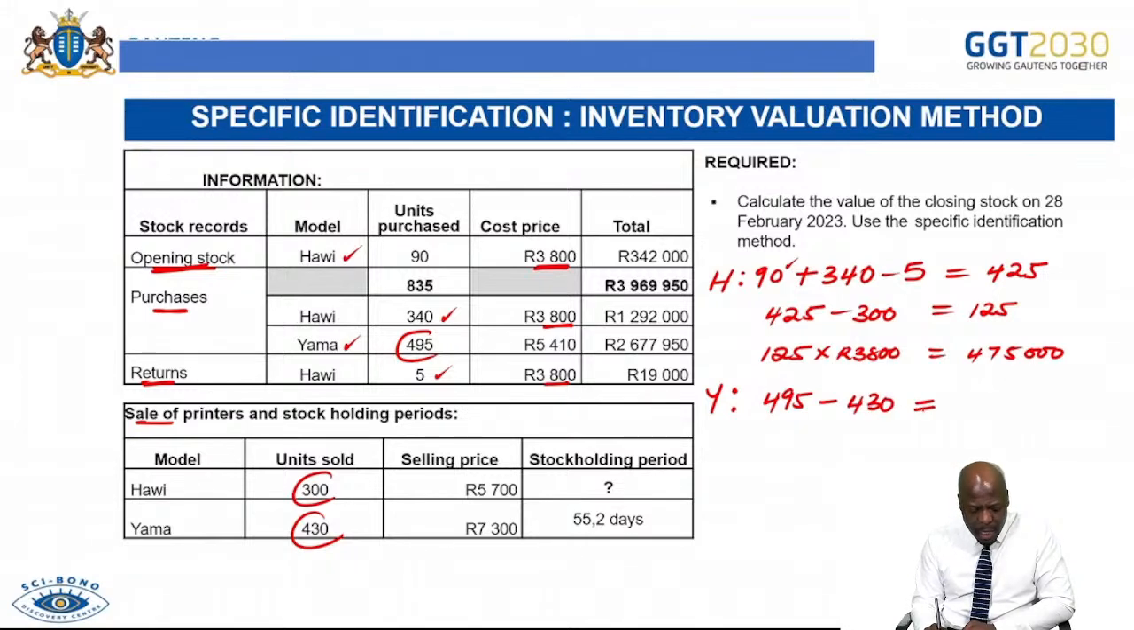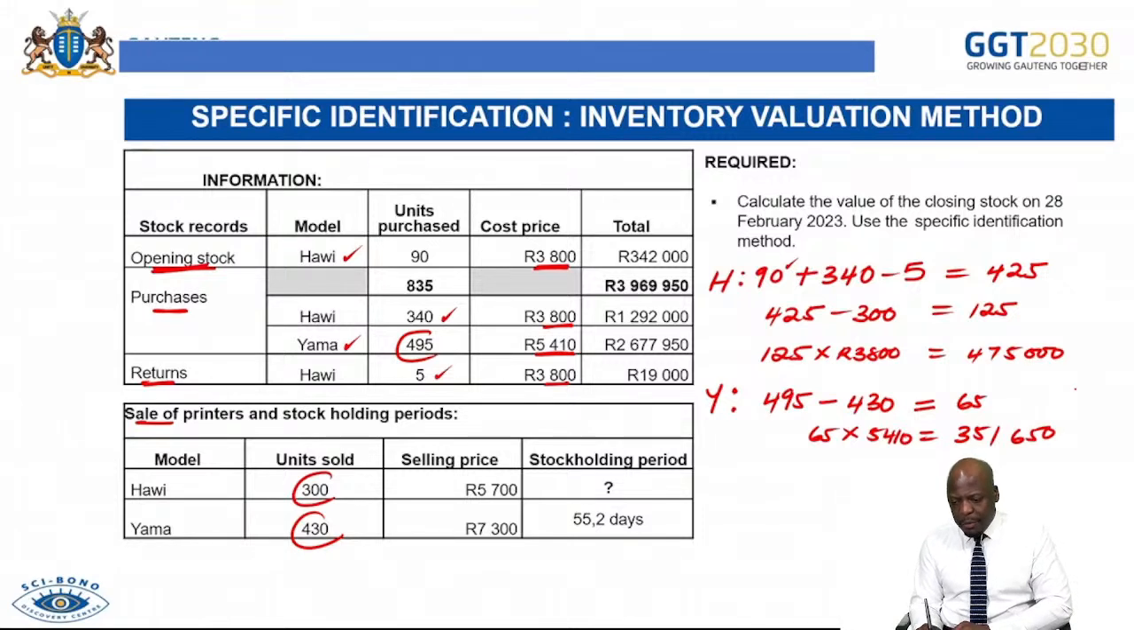How many units do we still have on hand? We have 65. If we have 65 units on hand, what was the cost price for these units? 5,410. Calculators, guys, calculators. How much do you get? You get 351,650. Okay, so you get 351,650.